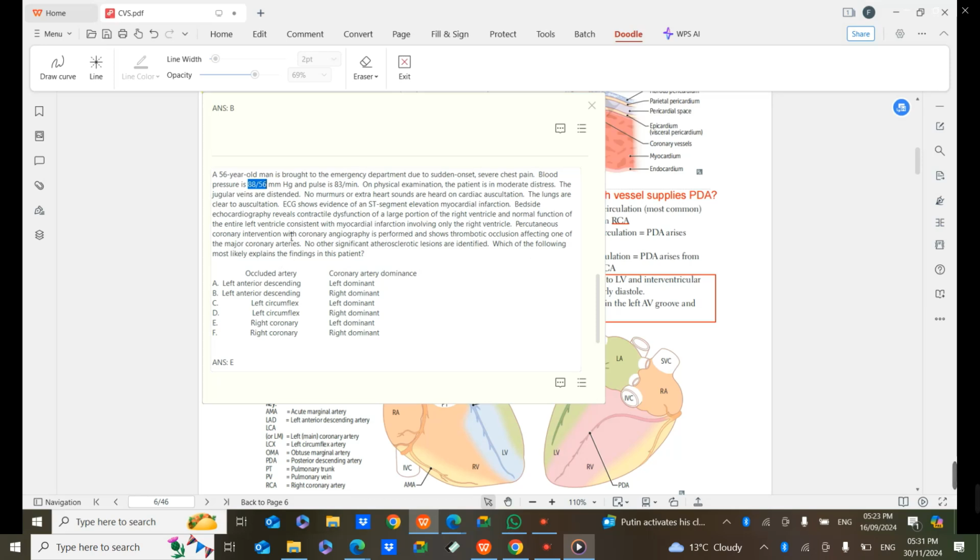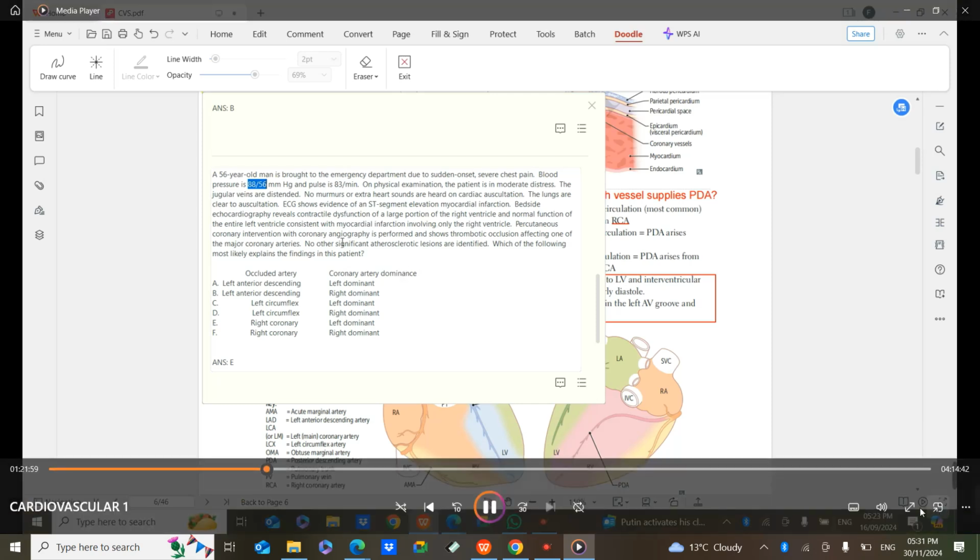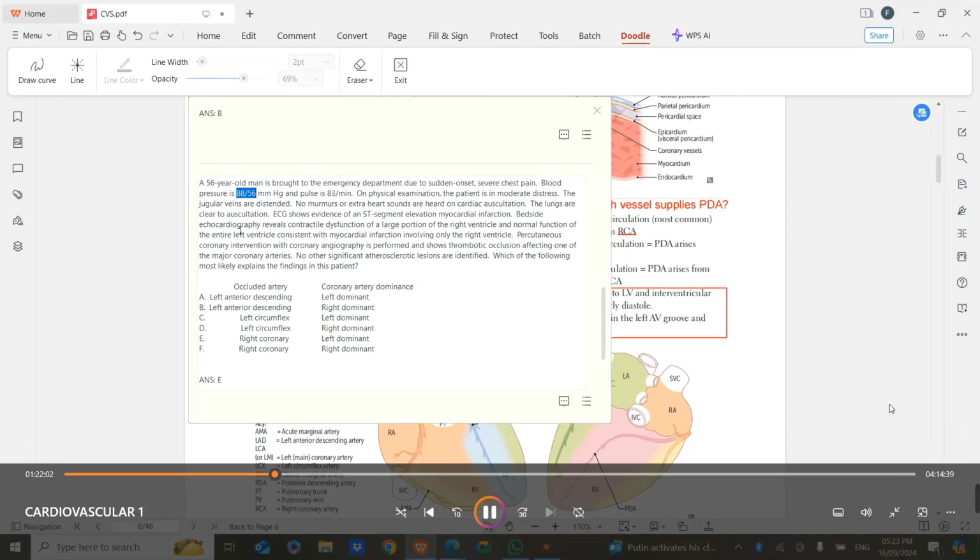Right ventricle is affected. Definitely, this patient has a problem with the right coronary artery. But what is the coronary artery dominance here? How will I know? Can I see anything that is related to the mitral valve in this question? I already know that the right coronary artery is affected from this question.